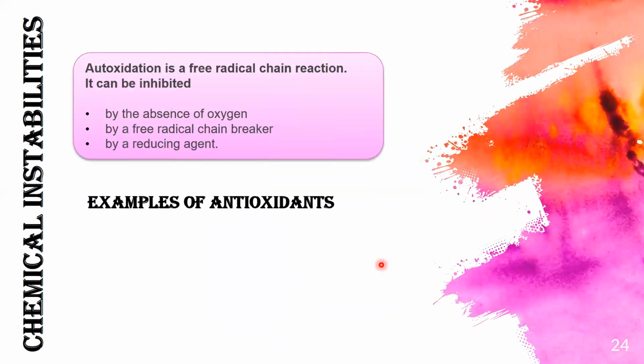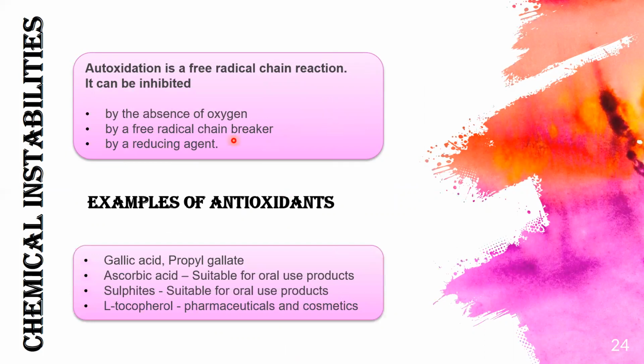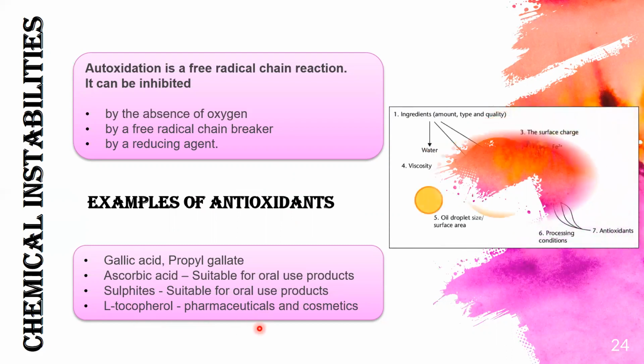Auto-oxidation is a free radical chain reaction. It can be inhibited by the absence of oxygen, by a free radical chain breaker, or by a reducing agent. We normally add antioxidants to prevent the oxidation process. That can be gallic acid or propyl gallate, or ascorbic acid for oral preparations, sulfites for oil products, and alpha-tocopherol for pharmaceuticals and cosmetics.